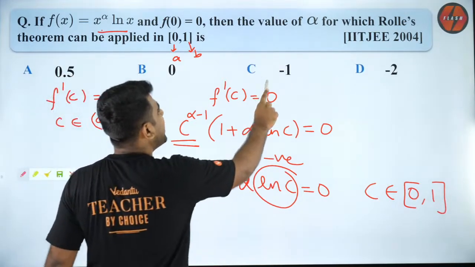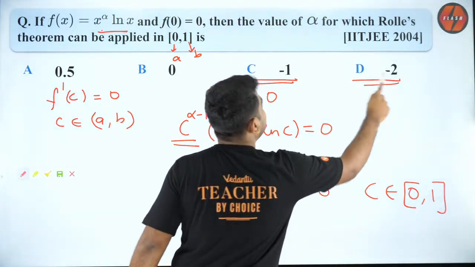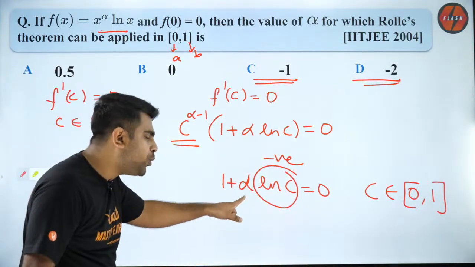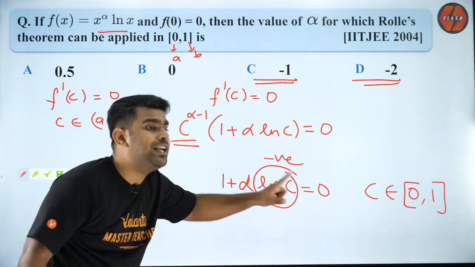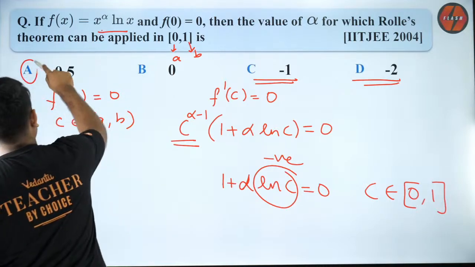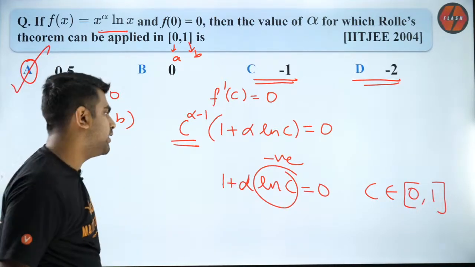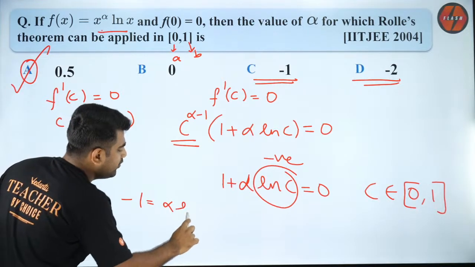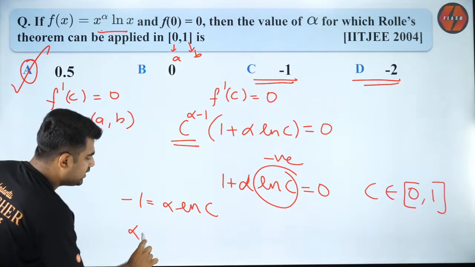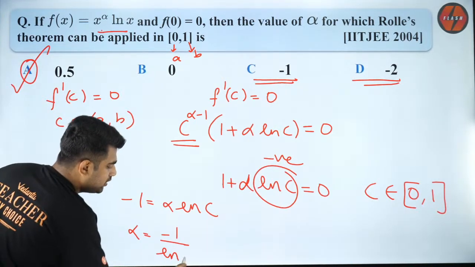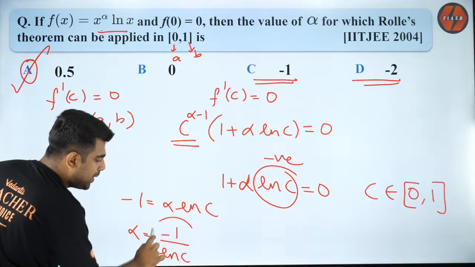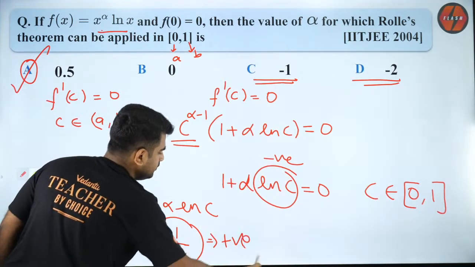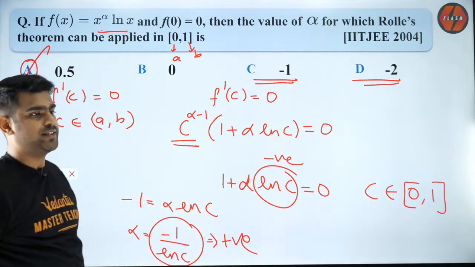Now if alpha is also negative, then will this be possible equal to 0? Never. So alpha has to be positive. So that is why A is correct. Otherwise, get alpha. What is alpha? Minus 1 is equal to alpha ln c. So alpha is equal to minus 1 by ln c. So ln c is negative. So minus 1 by ln c will be positive. So that is why option C is correct.